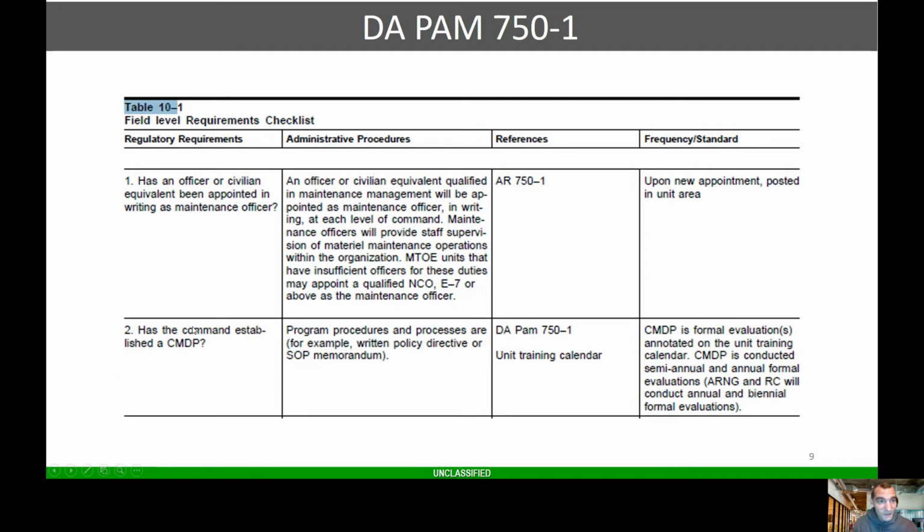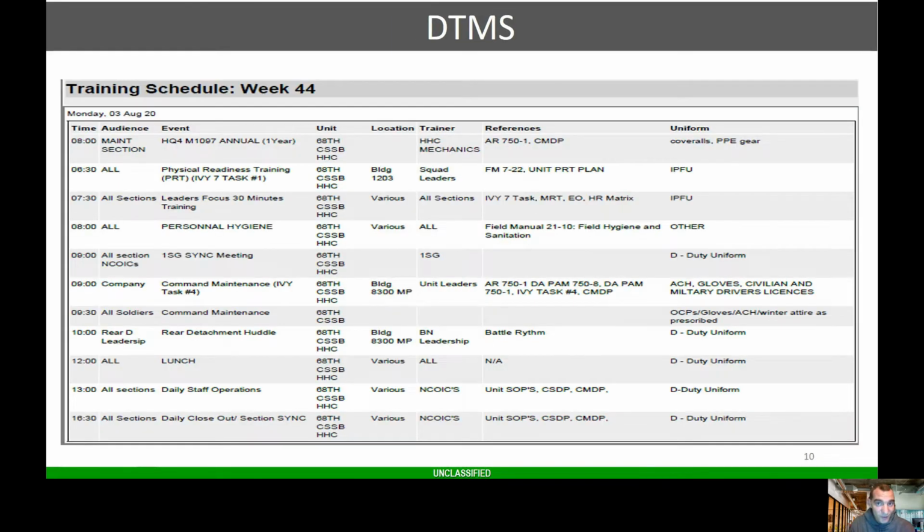So here's the DA PAM 750-1. This breaks down pretty much all the CMDP checklists that you are required to check. I didn't want to go through all of them in table 10-1. There's a lot of them, but if you do want to reference them, it's the DA PAM 750-1. So here's an example of a DTMS training calendar. As you can see, they have their services on here, their command maintenance, their focus, all that stuff is right here. This is one of the things I look for. I make sure the services are on the training schedule, any low density training, battery training, environmental training, things that are required to be taught.